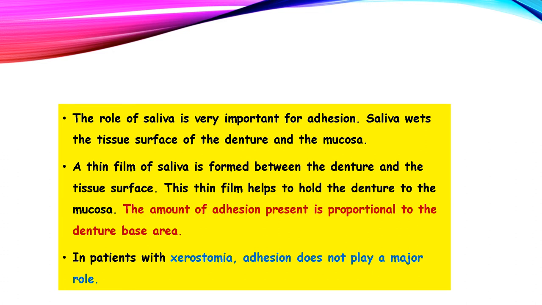The role of saliva is very important for adhesion. Saliva wets the tissue surface of the denture and the mucosa. A thin film of saliva is formed between the denture and the tissue surface. This thin film helps to hold the denture to the mucosa. And the amount of adhesion present is proportional to the denture base area. In patients with xerostomia, adhesion does not play a major role.